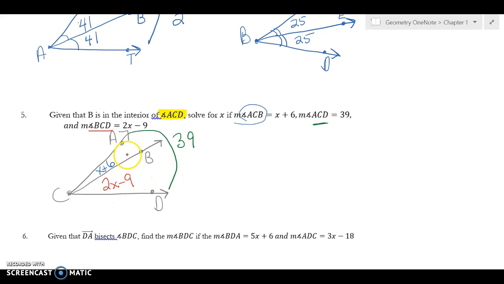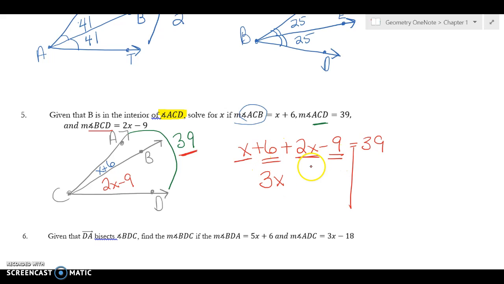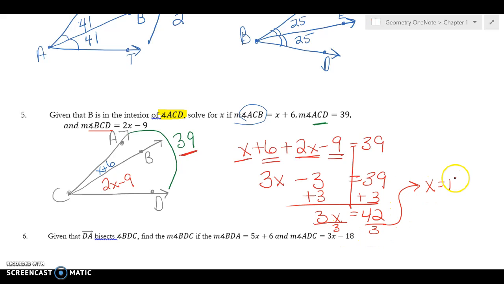Well, remember the rule is one small piece plus the other small piece equals the whole thing. So x plus 6 plus 2x minus 9 equals 39. And so I'm going to combine my like terms. So an x can go with a 2x, which gives me 3x. 6 and a negative 9 is a negative 3. To get rid of a minus 3, I'm going to add 3. So I get 3x is 42. And now I'm going to divide by 3. So I get x is 14.